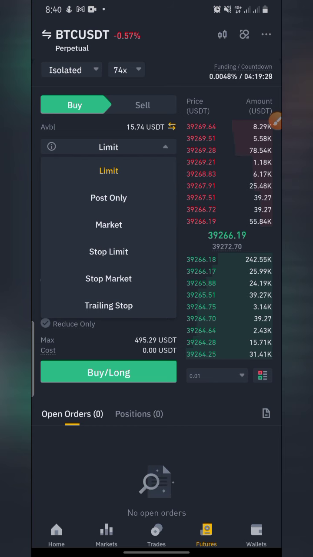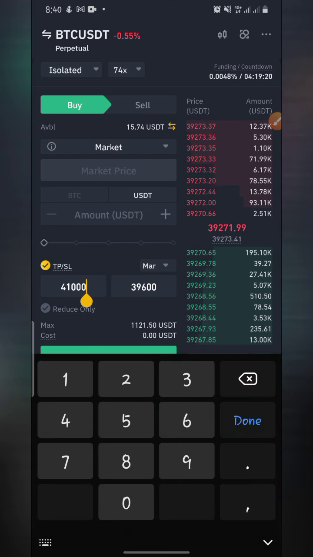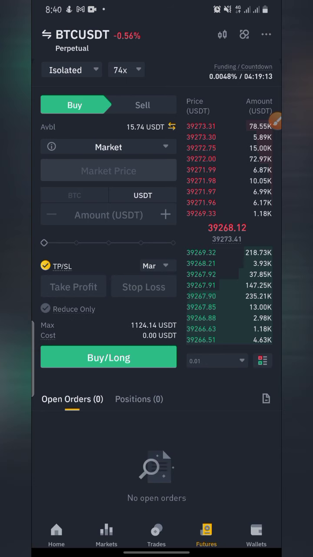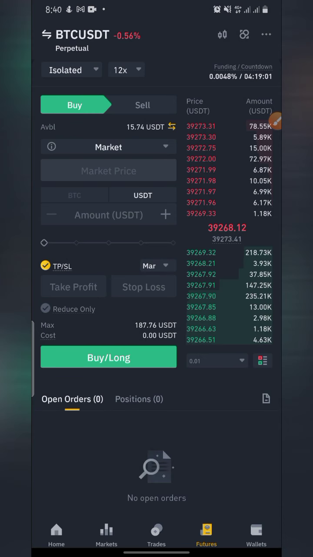Now, how does the market order work? The second option, market order, works by instantly entering a particular trade, without having to wait for the market to come to your direction. You understand? Let's say for example I want to open this market. All I have to do is put the amount, and you choose your leverage right here. Let's say I'm choosing 12 leverage. I just have to confirm and click on buy.